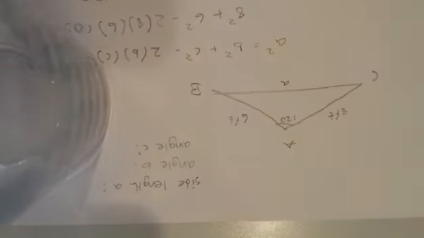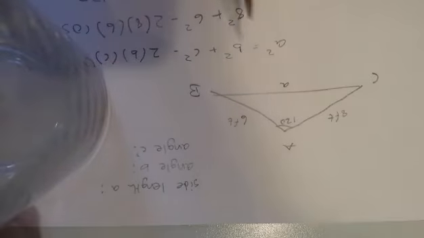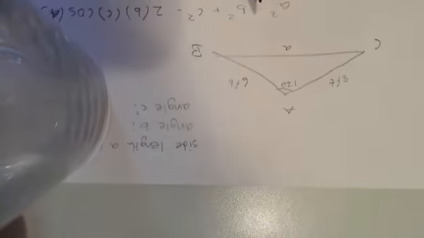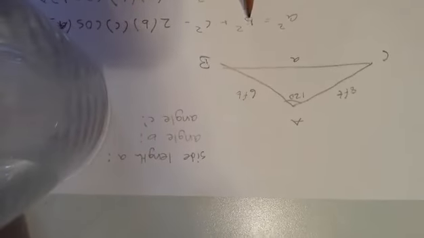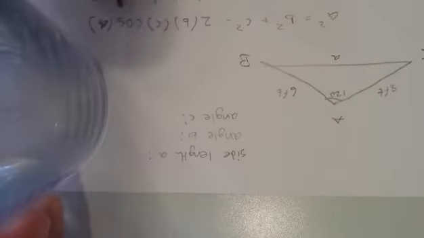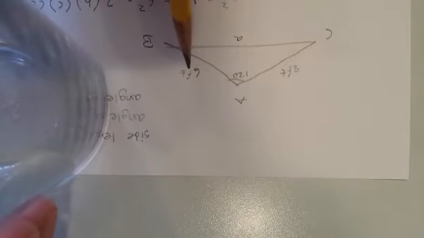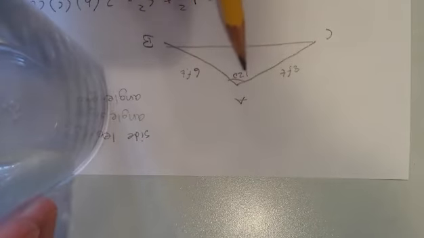Okay, for our next problem, we are supposed to use the law of cosines. We're supposed to solve for the side length A, which is right here. The law of cosines is: A squared equals B squared plus C squared minus 2 times B times C times cosine of A. So we have B, we have C, and we have the angle A.